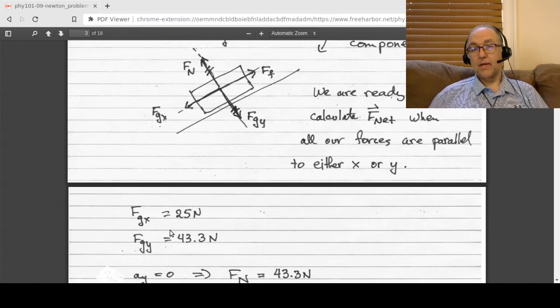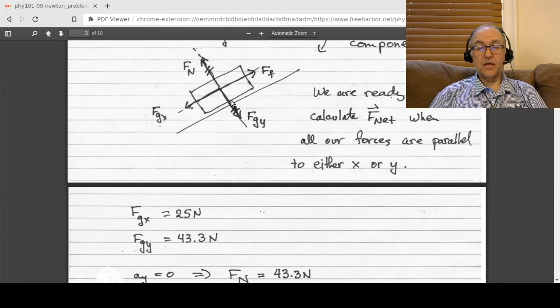So I wrote them here, but if I were doing the problem interactively with you, I would have just drawn these, and I would actually write in, oh, that's going to equal 43.3, and then over here I would say, oh, that's going to equal 25, because the more numbers you start to see in the diagram, the easier it becomes, okay?